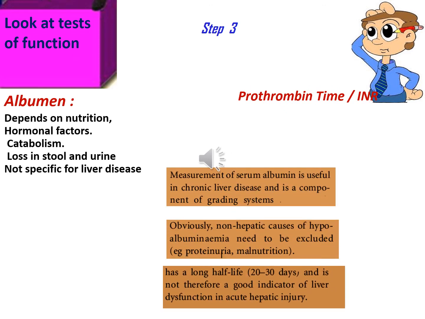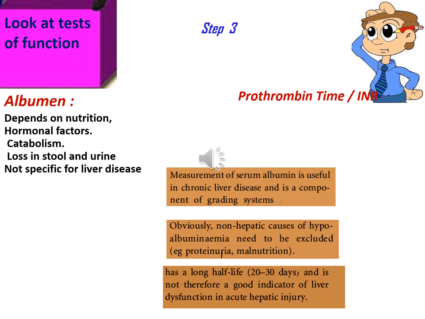And now to the third step in our roadmap. Look at tests of function to decide if you are dealing with simple liver disease or failing liver. The main parameters, as we mentioned, that indicate the functional status of the liver include the serum albumin level. Although serum albumin has several drawbacks, or several limitations.